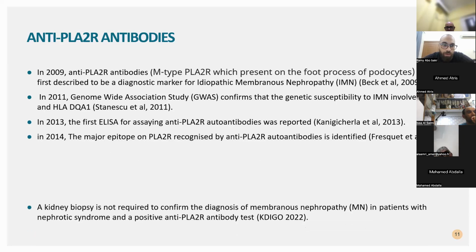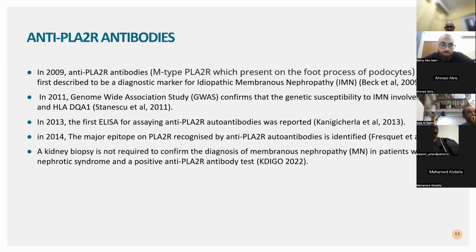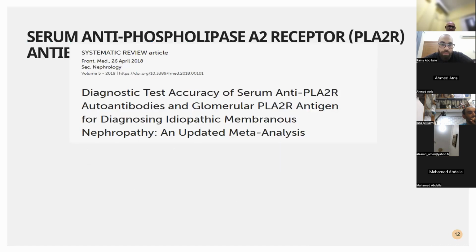You can imagine, in just a few years, KDIGO guidelines in 2022 stated that kidney biopsy is not required to confirm the diagnosis of membranous nephropathy in patients with nephrotic syndrome and positive anti-phospholipase A2 receptor antibody in the serum. So it's a whole revolution in just a few years.